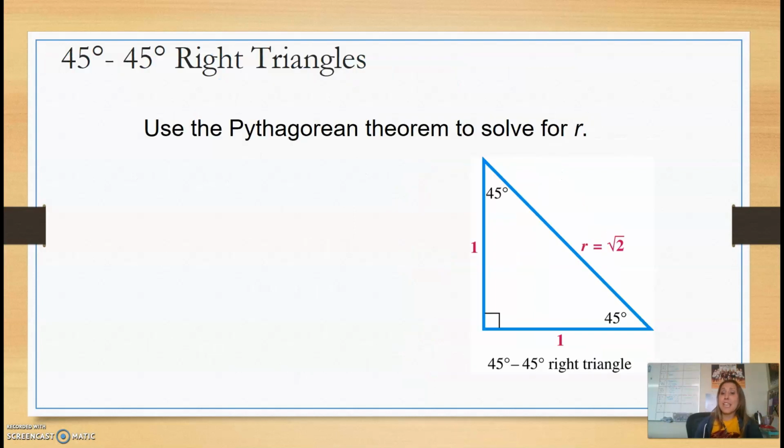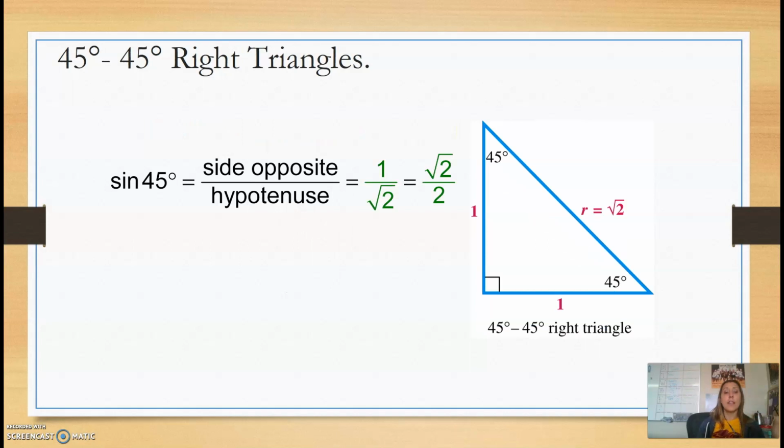We're going to do the same thing for this 45, 45, 90 triangle. So if I have a 45, 45, 90 triangle, then if I do 1 squared plus 1 squared equals r squared, then I end up with 2 is equal to r squared, which is r is equal to the square root of 2. So then we're going to find the sine, the cosine, the tangent. So here we have the sine of 45 degrees.